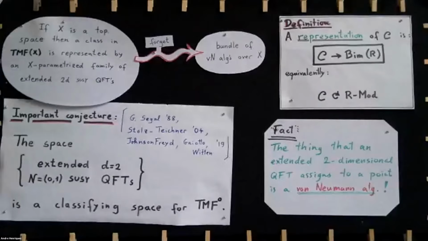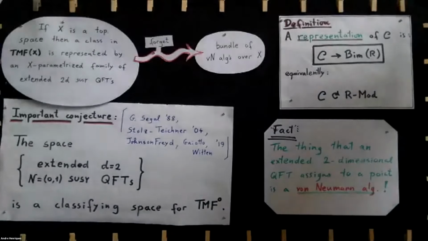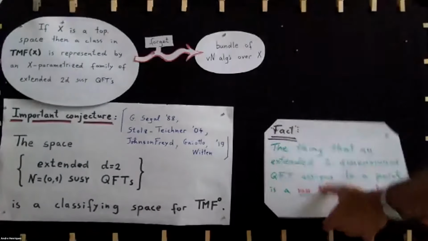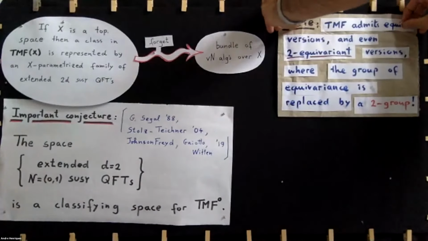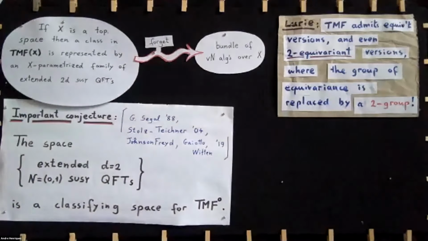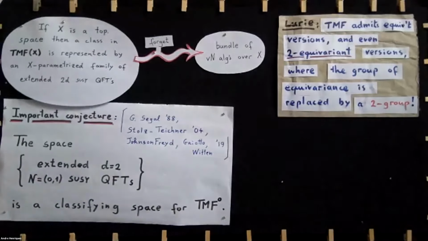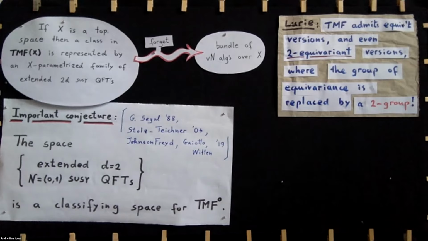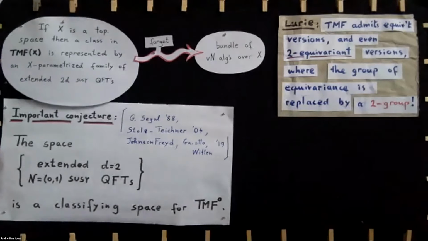So now here's something that those who know about elliptic cohomology might have heard, which is that one of the amazing things that Jacob Lurie told us about TMF is that TMF admits equivariant versions. Well, that's maybe not super surprising, but still hard to do. And moreover, it admits so-called two equivariant versions. And this is a version of equivariance where the group of equivariants gets replaced by a two group.